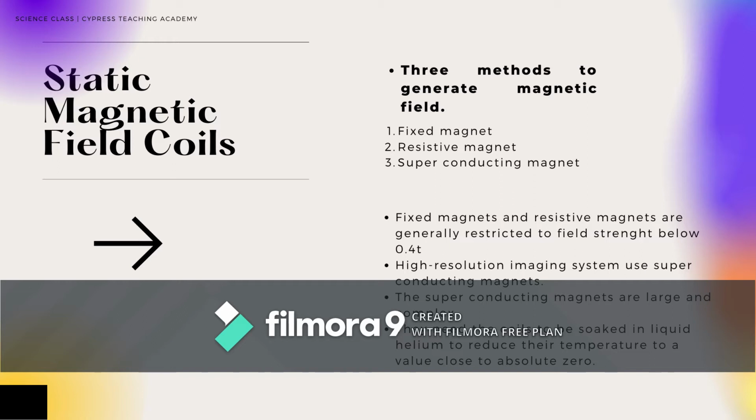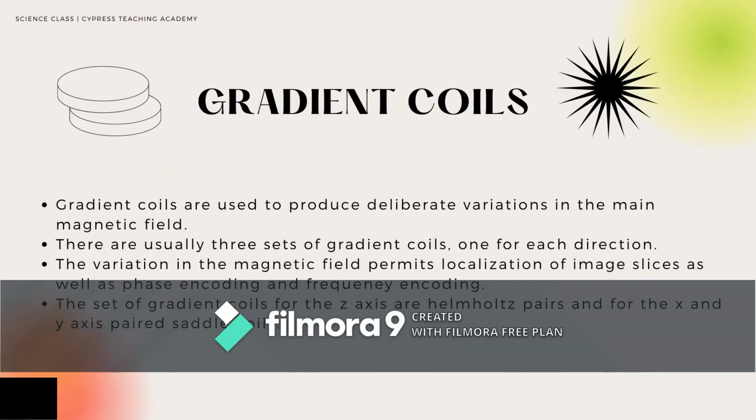There are three methods to generate magnetic field. First, fixed magnet. Second, resistive magnet. Third, superconducting magnet. Fixed magnet and resistive magnet are large and complex. They need the coils to be soaked in liquid helium to reduce their temperature to a value close to absolute zero.